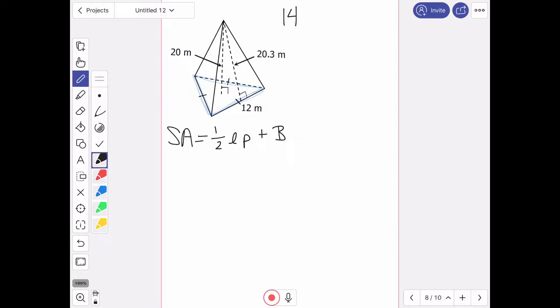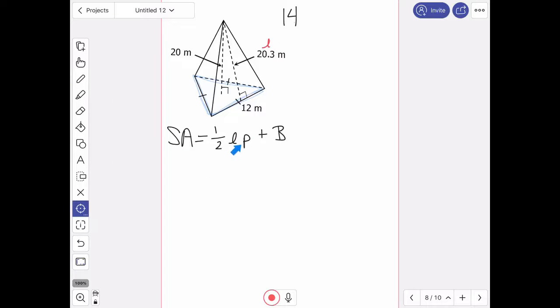So let's just talk about slant height real fast. So slant height again is going from the base to the very top of the pyramid. It should run along one of the faces of the pyramid, so that would be this dotted line, 20.3. So let's make this my slant height.